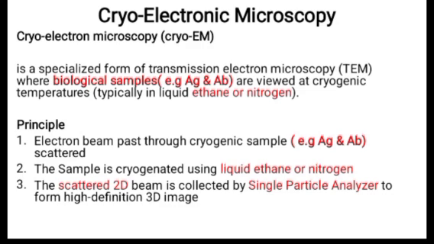In this case, the electron beam passes through the cryogenic sample, and the scattered or diffracted ray is collected by a single particle analyzer, which technically receives the diffracted light in the form of 2D. Then a computer algorithm changes it to a 3D image. The structure will be manifested and the reaction can be seen in real time.